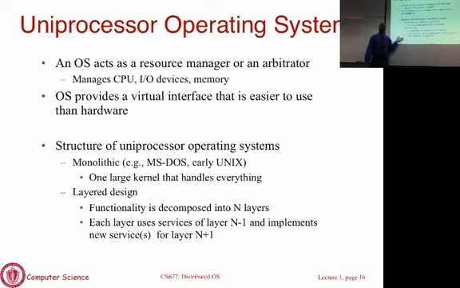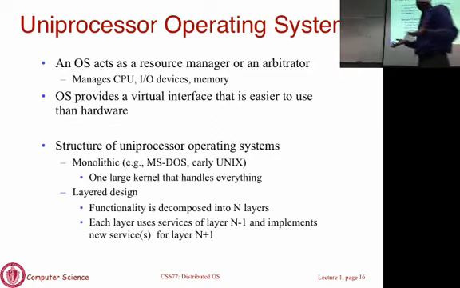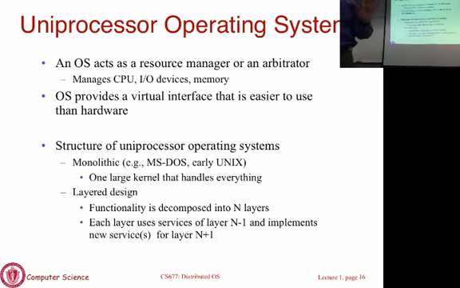And there are different ways to build them. One way is to have what is referred to as a monolithic OS kernel, where all of the functions of your operating system run in one kernel process. It's one piece of code that runs on your machine, and it does all the tasks that the OS is responsible for. This is an early way of how uniprocessor operating systems were designed.